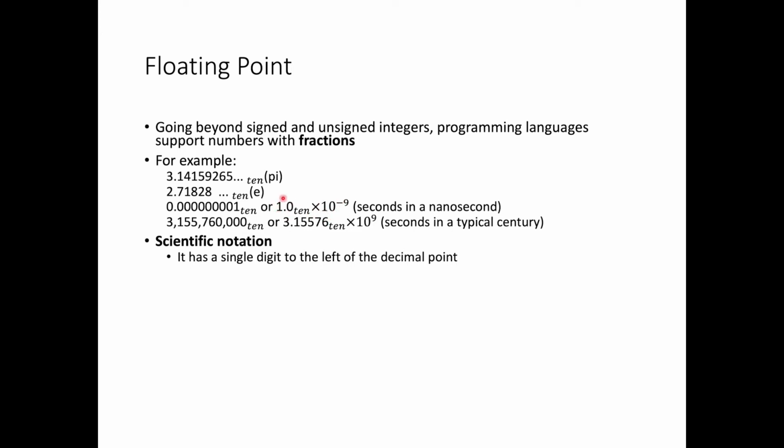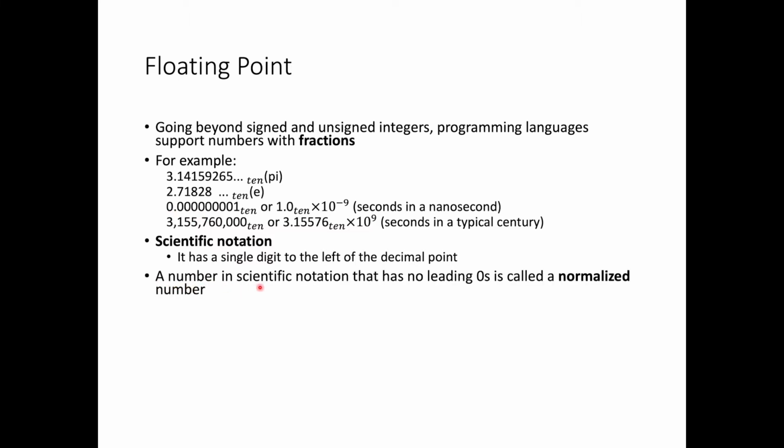This number is in scientific notation. It only has a single digit to the left of the decimal point. And this number is also in scientific notation since we have a single digit 3 to the left of the decimal point. But those two numbers are not in scientific notation. If a number in scientific notation has no leading zeros, then this number is called a normalized number.